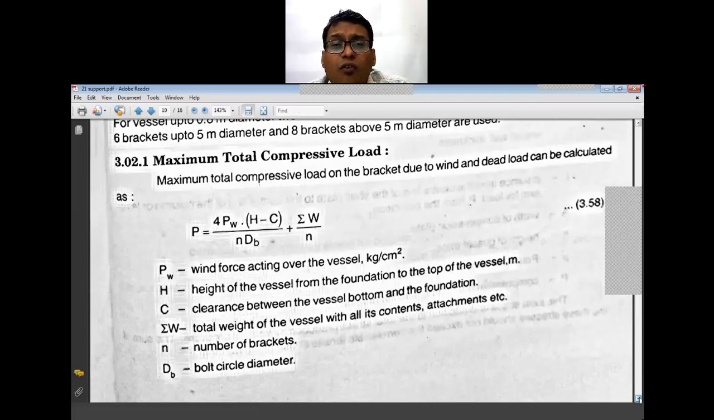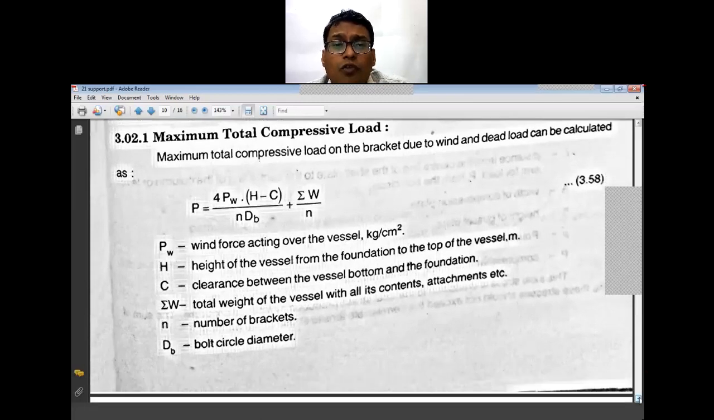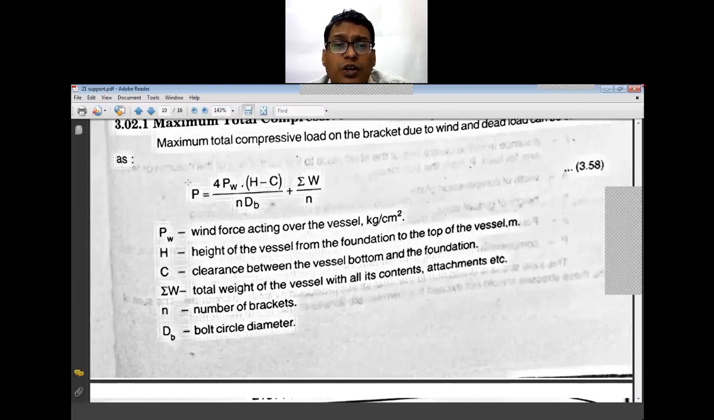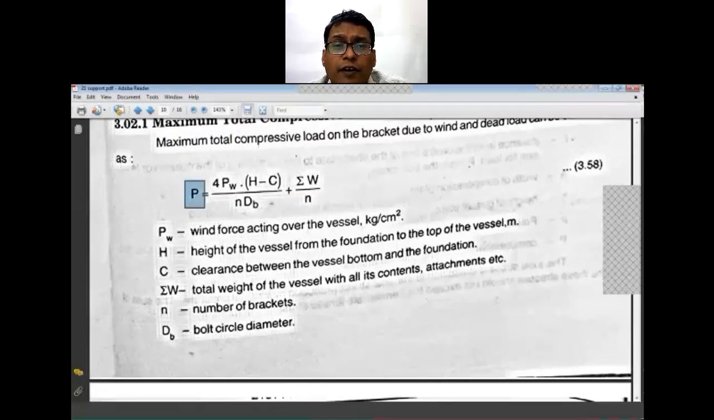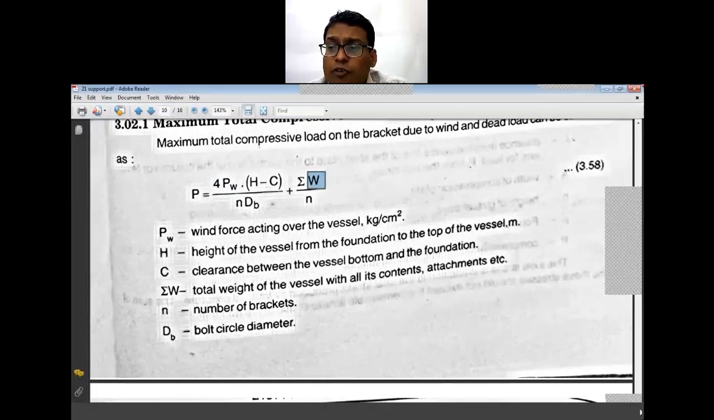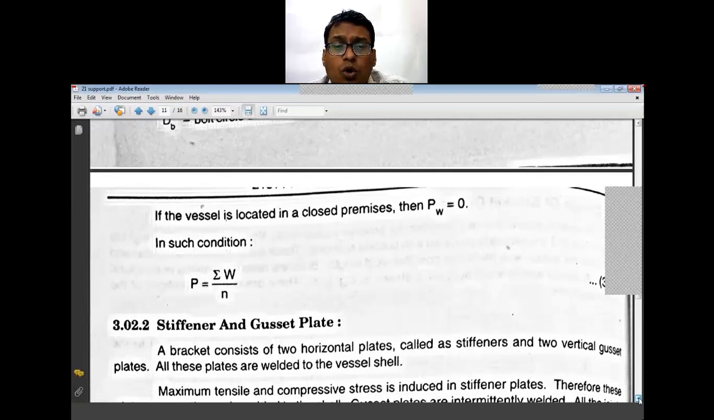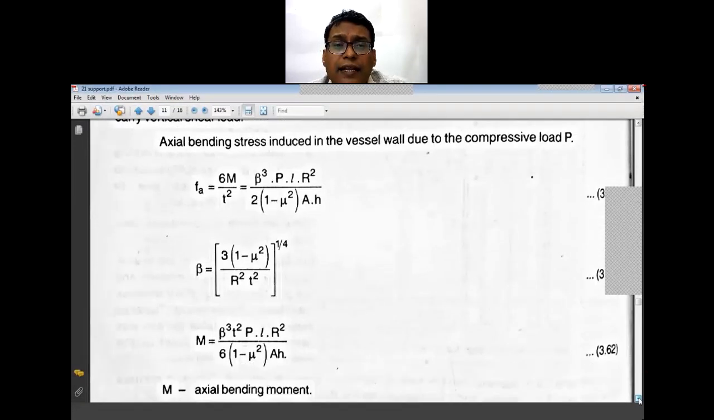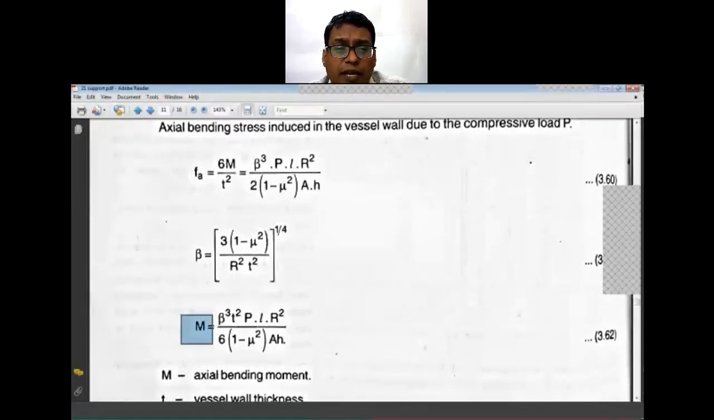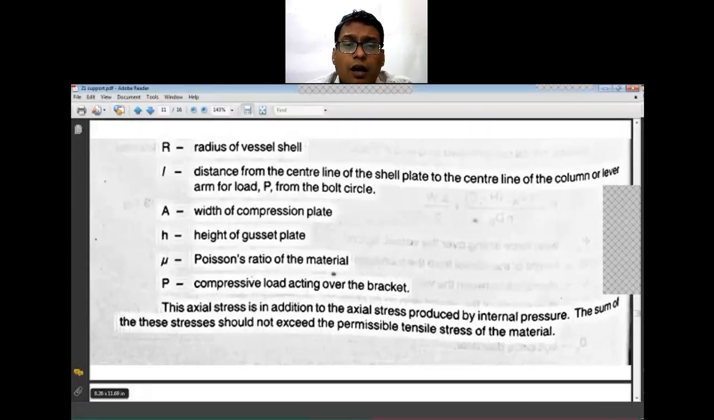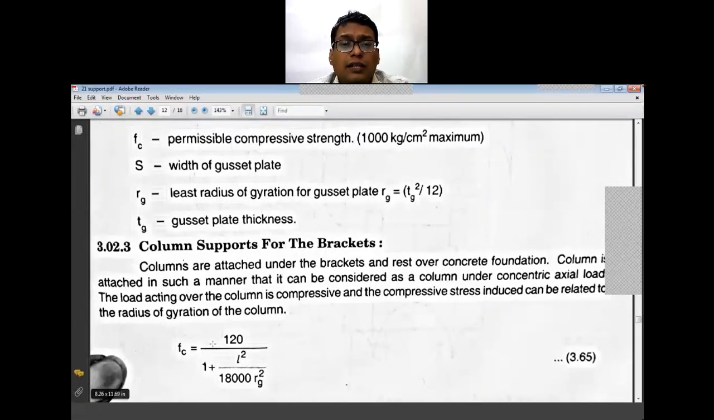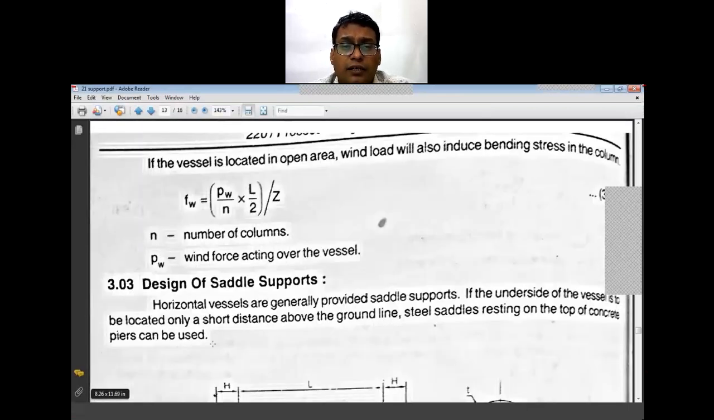Then in designing this bracket support, one has to take into account the different loads because of the weight of the vessel and because of the wind. The total weight of the vessel, the total load, has to be calculated, and then the bending moment is calculated from there, and then how many column supports will be required. Next is the designing of the saddle support.